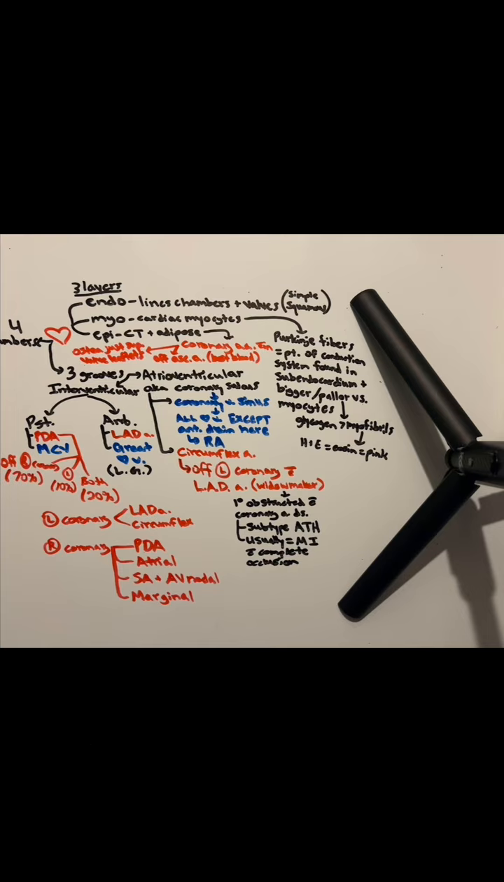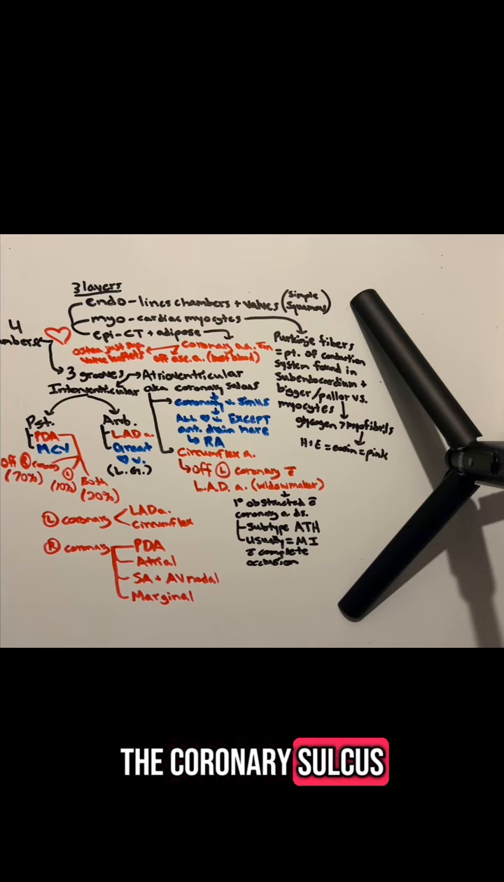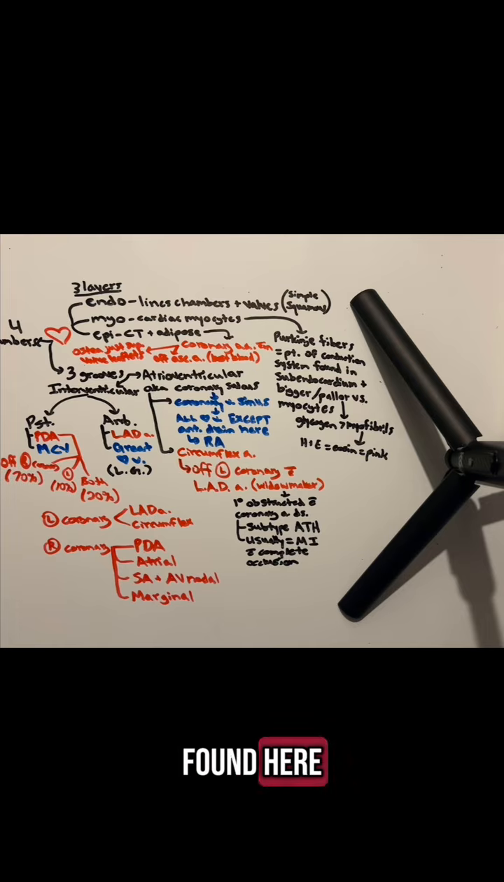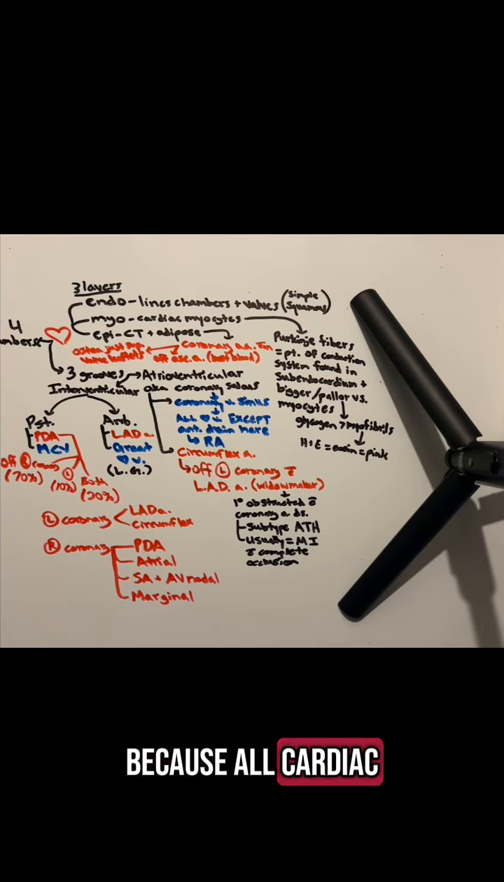Now, aside from the three layers of the heart and their associated structures, we can talk about the three grooves. Starting, we have the atrioventricular groove, also known as the coronary sulcus. It's also known as the coronary sulcus because the coronary venous sinus is found here. And this coronary venous sinus is unique because all cardiac veins drain here except the anterior cardiac veins.